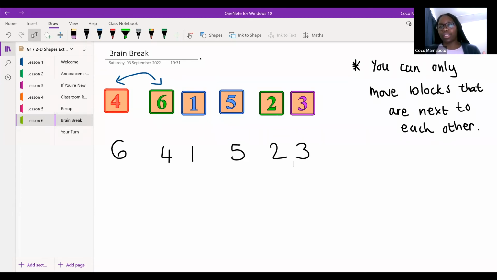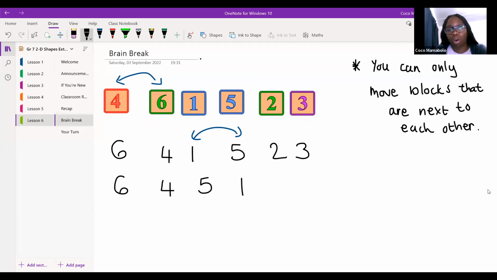Okay, let's see the raised hands. Let's see, Misela, can you give us our next swap? Hi, ma'am. Hello. Ma'am, I'm gonna swap 1 and 5. 1 and 5. Okay, cool. So our new order is going to be 6, 4, 5, 1, 2, 3. Okay, excellent. Thanks, Misela. Okay, Bulukang, can you tell us which is the next one? What is the next move that we're going to make?